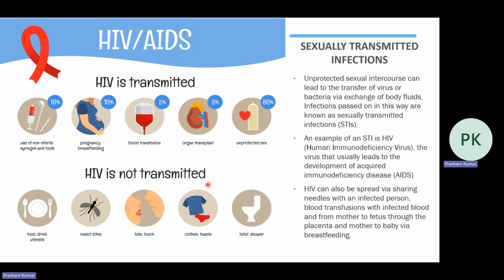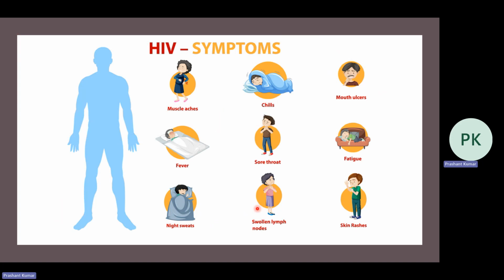HIV is not transmitted in many situations. There are many ways we can stay with HIV people, but it is not going to transfer the infection. You can eat with the person at the same dining table, or insects biting, touching, kissing the person, using their clothes, or using the same toilet seats. HIV is not going to transmit through these ways. Symptoms, very basic and fundamental: body aches, chills, mouth ulcer, fatigue, sore throat, fever, night sweats, swollen lymph nodes, and skin rashes.